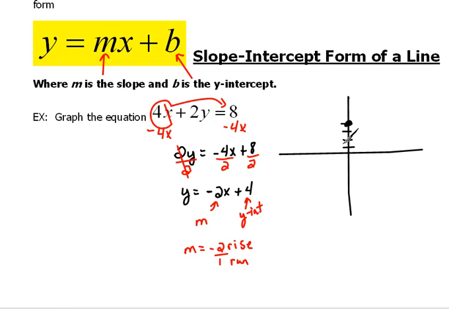So to get to the next point, I would have to go down 2, or rise in the negative direction 2 units, and run 1. So down 2 over 1 would put us right here for our next point. And then we would draw the line between those two. And this is what 4x + 2y = 8 looks like.